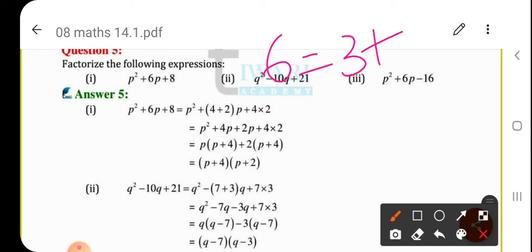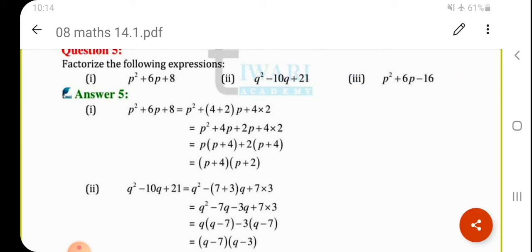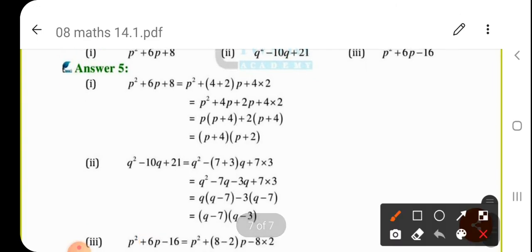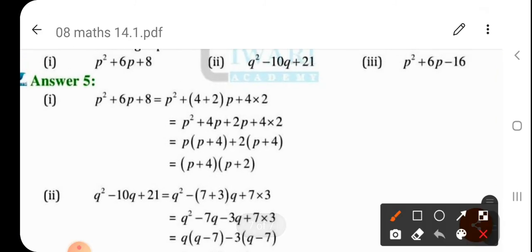One more possibility is there. 5 plus 1 is equal to 6. Then multiplication of this is 5 into 1 is equal to 5. It's not possible. So such a way you have to split the middle term. Then here you can write 4 plus 2 instead of 6. Then 4 and 2 you have to multiply with the p. So it's 4p plus 2p.